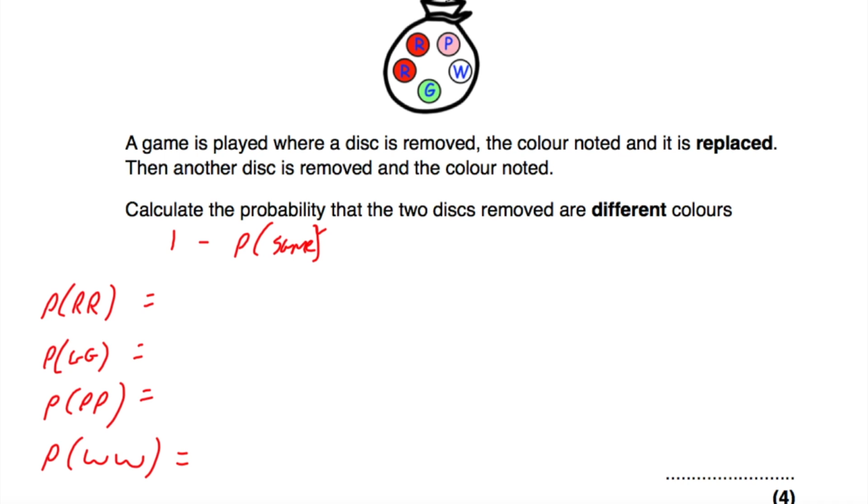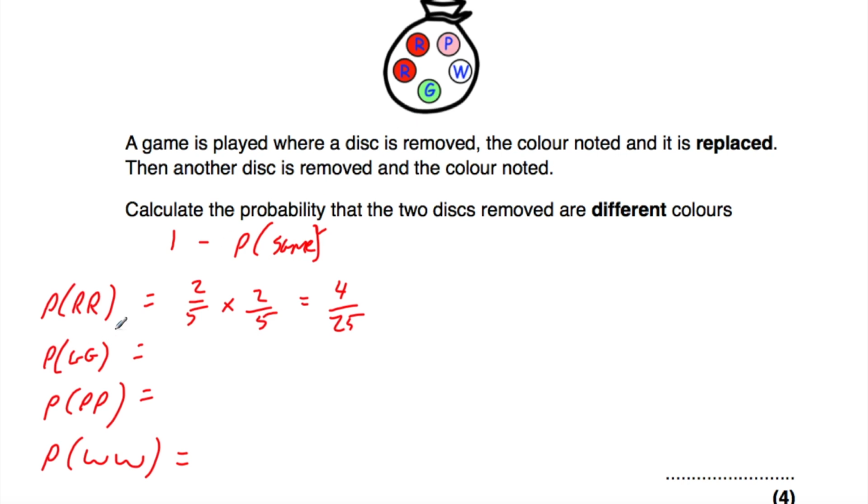There's 2 reds out of the 5 counters, so that's going to be 2/5 multiplied by 2/5, which would be 2 times 2 is 4, and 5 times 5 is 25. So the probability of getting 2 reds would be 4/25. I remember they're put back in, that's why the probabilities are staying the same.